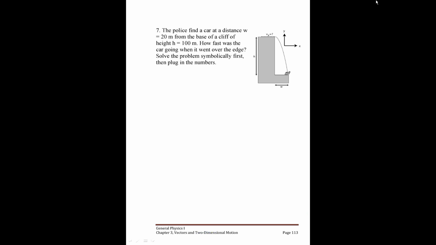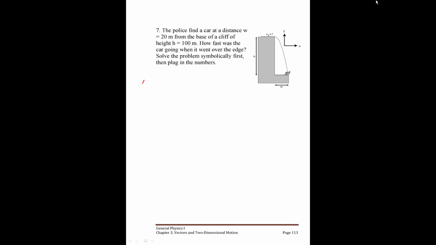Please find a car at distance w equal 20 meters from the base of a cliff of height equal 100 meters. How fast was the car going when it went over the edge? Solve the problem symbolically first and plug in the numbers. It's often better to solve it symbolically first. That way it's easier to find mistakes. So let's just write down what we need. This is a significantly easier problem.